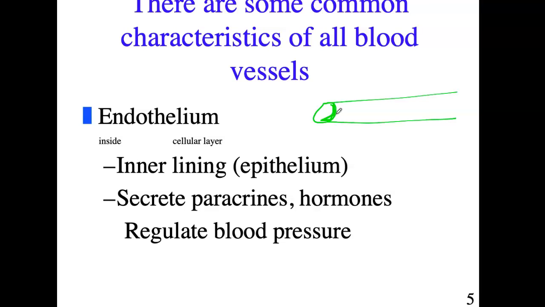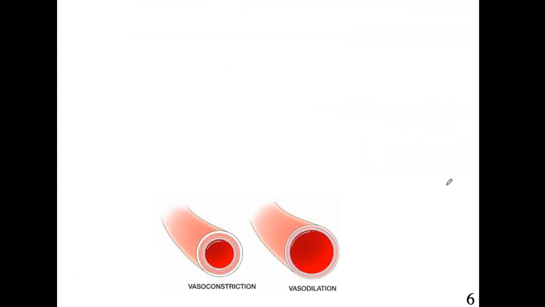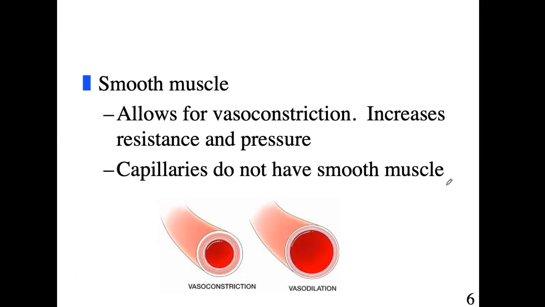They're important because they have other functions other than just holding that blood. And they can secrete paracrines, they can secrete hormones, and in doing so, they can regulate blood pressure. They can vasoconstrict or vasodilate. So let's make one dilated here. You'd have this larger opening here. So endothelium, very important. There's a better picture of vasoconstriction and vasodilation, in which you're moving greater or lesser volumes of blood towards organs.